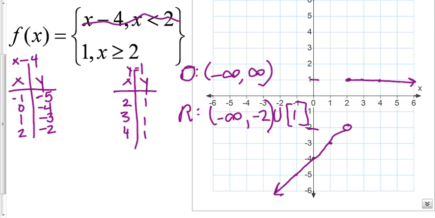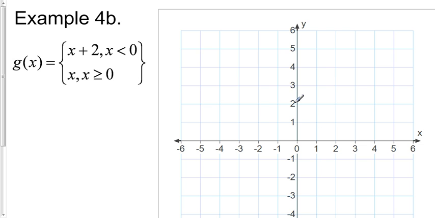Okay, here we go. Take a minute to look at that domain and range and really understand it. Okay, I'm going to try one more with you before I let you try them on your own. If you look at this function g of x, it's a piecewise function again with two pieces. The functions are x plus 2 and x. And remember, you can think of these as y equals x plus 2 and y equals x.